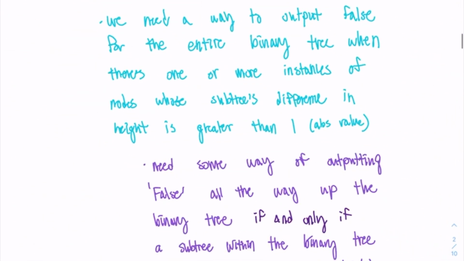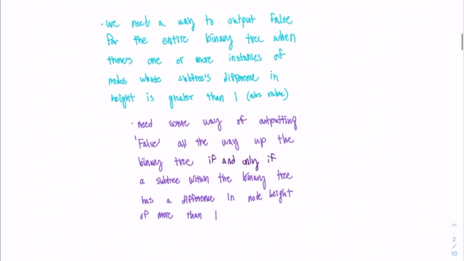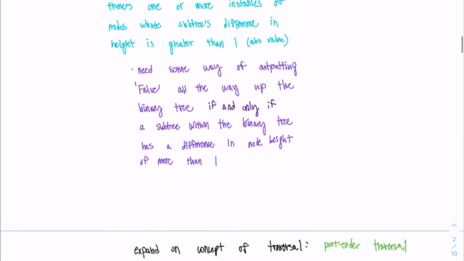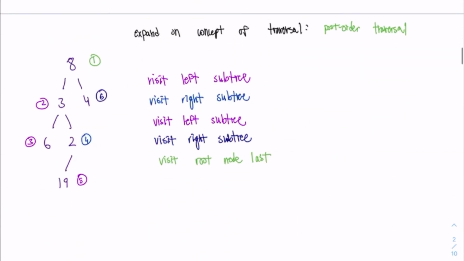Another thing is we have to be able to output false for the entire binary tree when one or more nodes have a height difference that's greater than 1. And yeah, that's pretty much it. Those are the only conditions we have to account for. So let's go into the traversal.